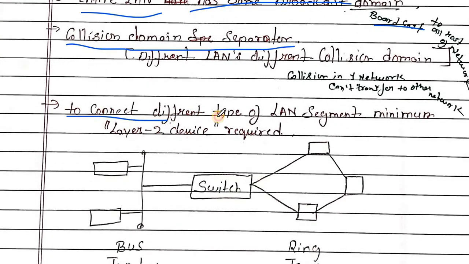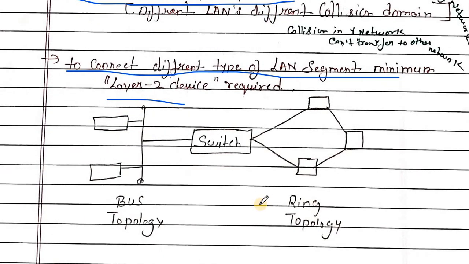Now here, to connect different types of LAN segments, minimum layer 2 devices are required. To connect 2 LAN segments, minimum layer 2 network devices are required. Here there are 2 types of topologies: bus topology and ring topology, 2 types of network segments. To connect these 2 types of network segments, we can use at least layer 2 network devices. We can't do it with layer 1 network devices. At least layer 2 network devices are required to connect 2 different networks.